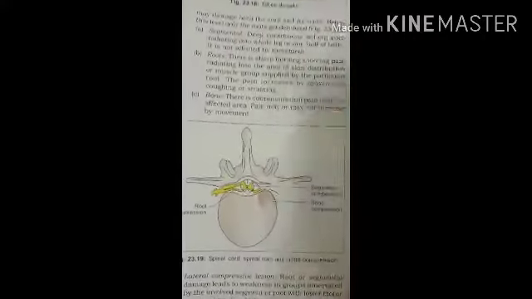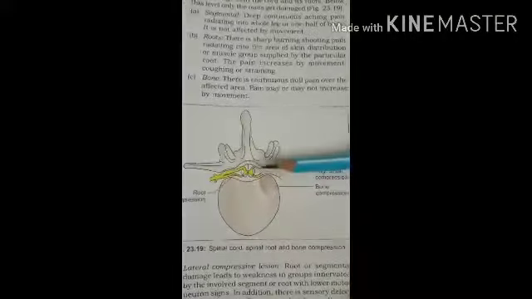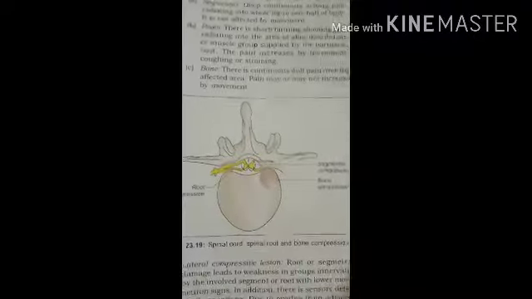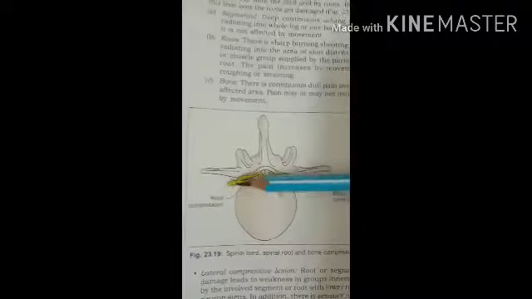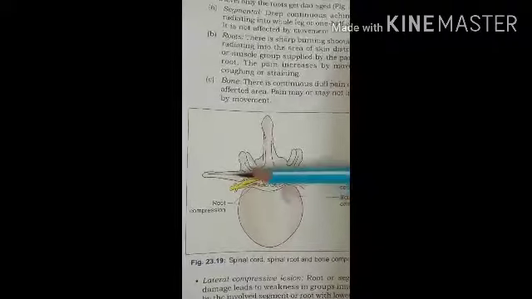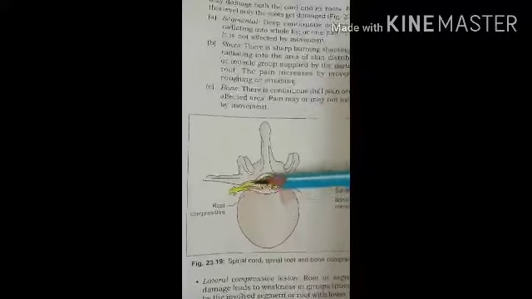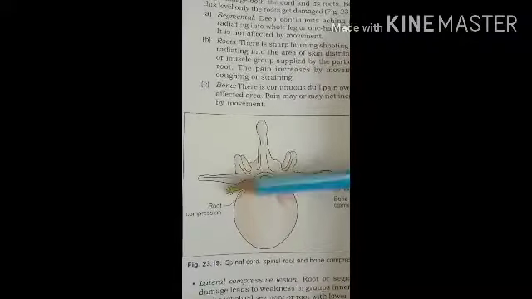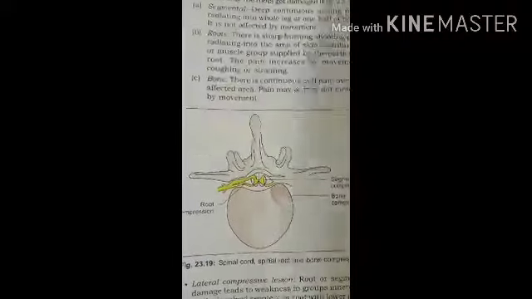That is root compression: the root of the spinal nerve comes out from the vertebral foramen. If degenerative changes occur in the intervertebral disc, compression of the nerve root occurs, and because of that the sensory and motor function of the spinal nerve is affected. So these are the clinical points related to the spinal cord.